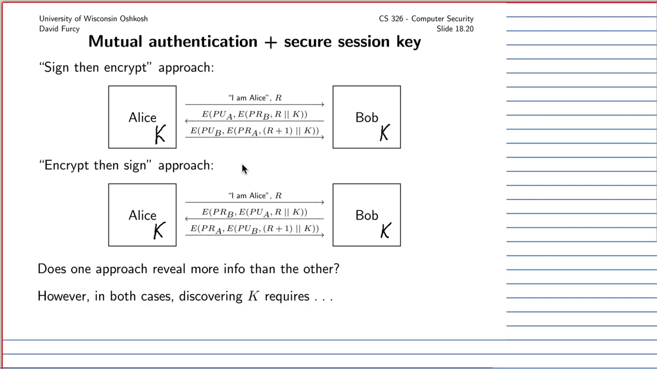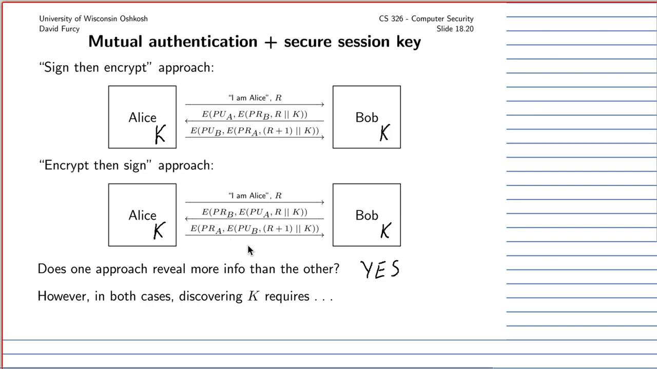This is not the case in this version, because the outside operation is an encryption algorithm and nobody is supposed to know the private key of Alice and Bob. So nobody can get to the inner part here. So it appears that this protocol reveals more information than the other. Namely, one layer of the onion can be peeled back in this case.